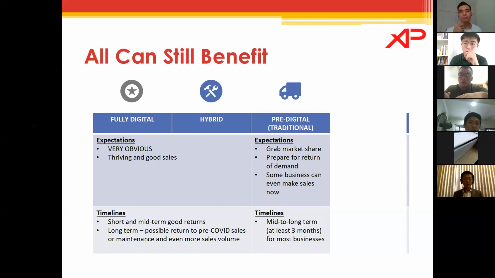When we talk about pre-digital, your expectations right now should be a few things only. You can either grab your market share, prepare for a return in demand, and some businesses can even make sales now with some of the recommendations that I will be providing. However, you have to have the expectation set well. It's not going to take place immediately.